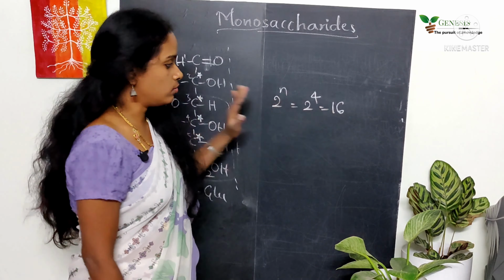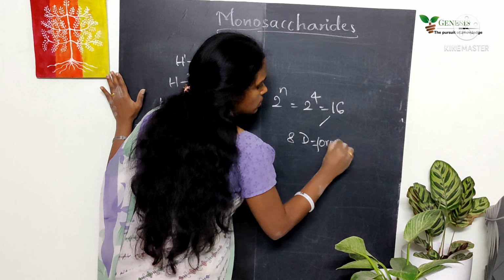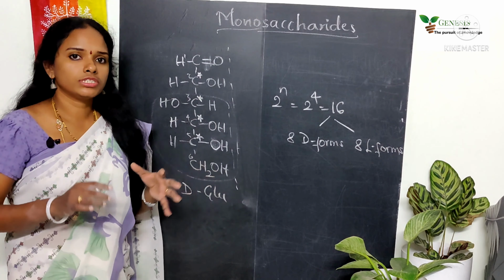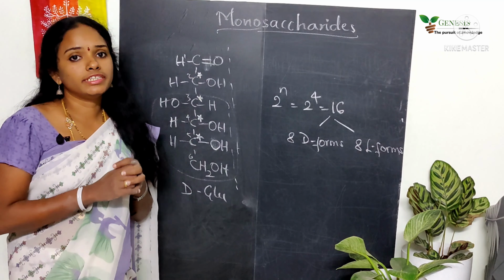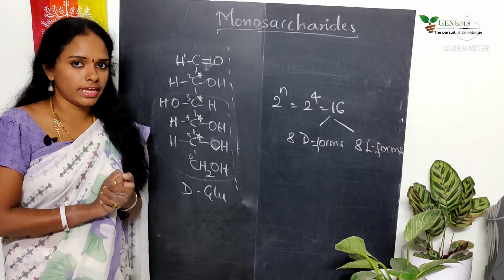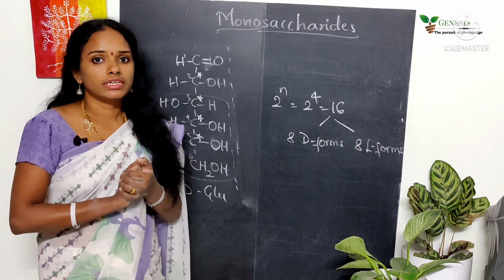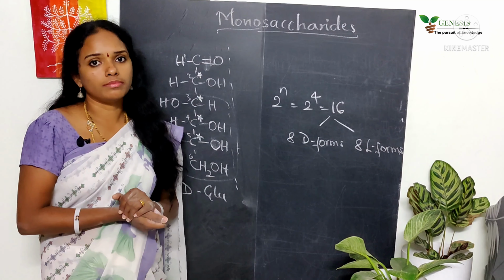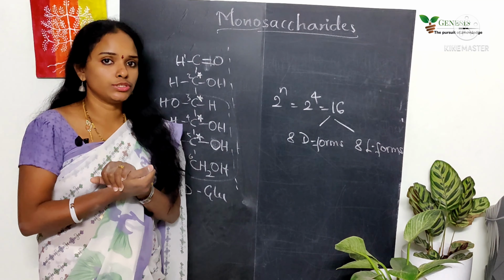Out of those 16 forms, 8 are D forms and 8 are L forms. Mostly in living organisms, the monosaccharides exist in D forms. A few other monosaccharides exist in L forms, for example L-arabinose, and L isomers of certain sugars in glycoconjugates. Except those, all the remaining monosaccharide units in living organisms predominate in D isomeric forms.